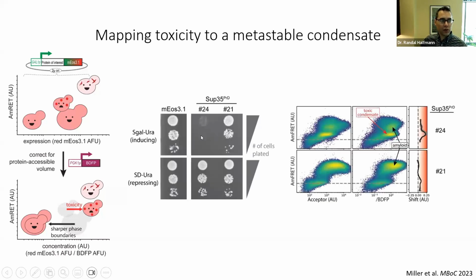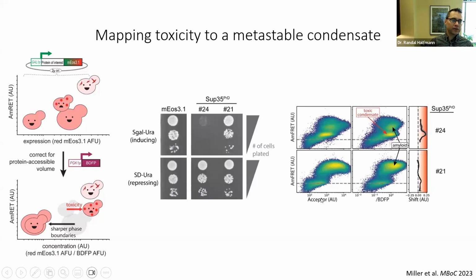And we can show what the phase behaviors of those proteins look like on a DAmFRET plot. The one that's not toxic has a monomer population and an amyloid population, but that's it. The one that is toxic has a monomer population, a couple of amyloid populations, and then some intermediate metastable population. And we can show that it's that metastable, intermediate population that is specifically causing toxicity.